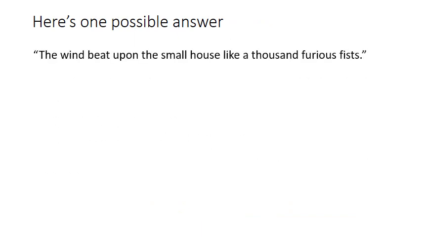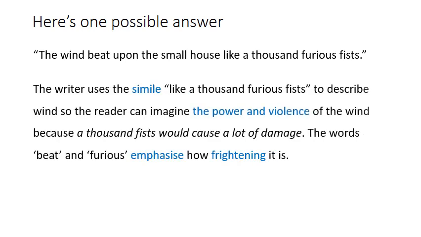Okay, if you've written your answer, here's one possible answer to the wind beat upon the small house like 1,000 furious fists. The writer uses the simile. It's a simile. It has the word like in it. Uses the simile like 1,000 furious fists to describe the wind so the reader can imagine the power and violence of the wind.